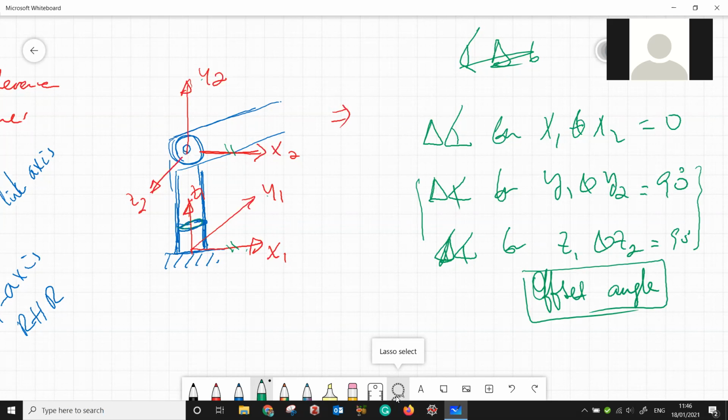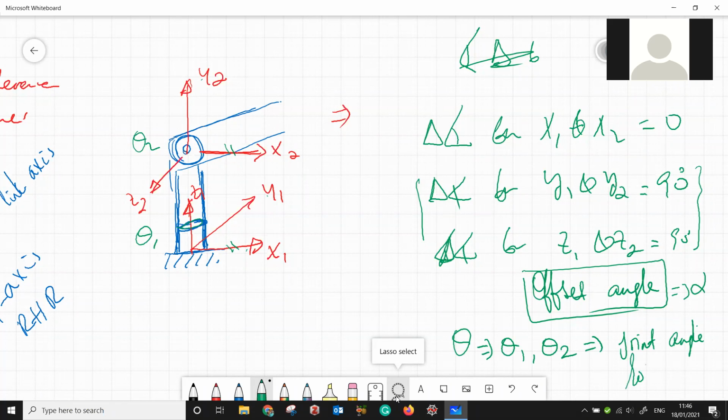The rotation about the z-axis, which we call theta 1 here and theta 2 here, we can assign alpha to the offset angle. And theta, which could be theta 1 or theta 2, is the joint angle. It is a motor rotation also, or joint rotation, or actuation, the actuator's rotation or position.